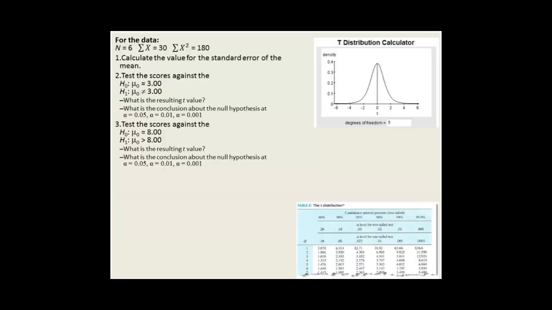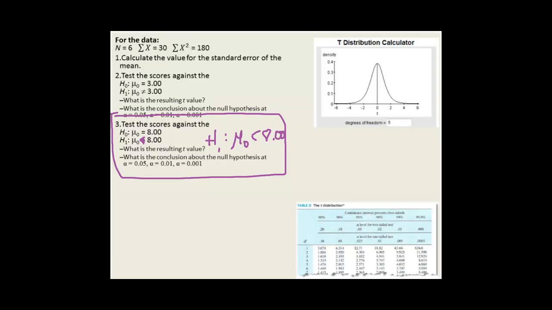Okay, I also want to use the same set of data to test a one-tailed hypothesis. And unfortunately, I just noticed that I've got a bit of a typo here. This greater than sign should be a less than sign in the alternate. So the true alternate hypothesis for this next problem is going to be mu sub 0 is less than 8. Sorry about that.